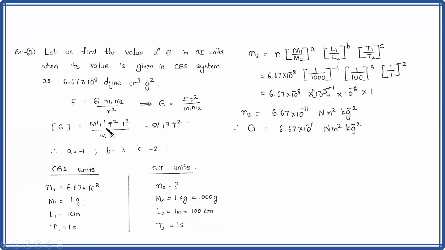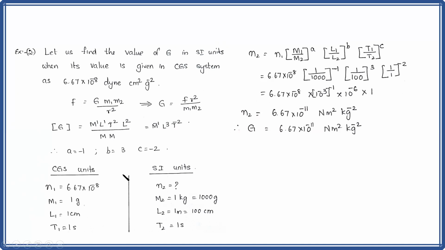Once again I repeat, G is equal to F r square by m1 m2. For F, the dimensions are M L T minus 2, for r square it is L2, and for m1 m2 it is M square. Altogether it becomes M to the power of minus 1, L to the power of 3, and T to the power of minus 2. So let's write the powers: a is equal to minus 1, b is equal to 3, c is equal to minus 2.